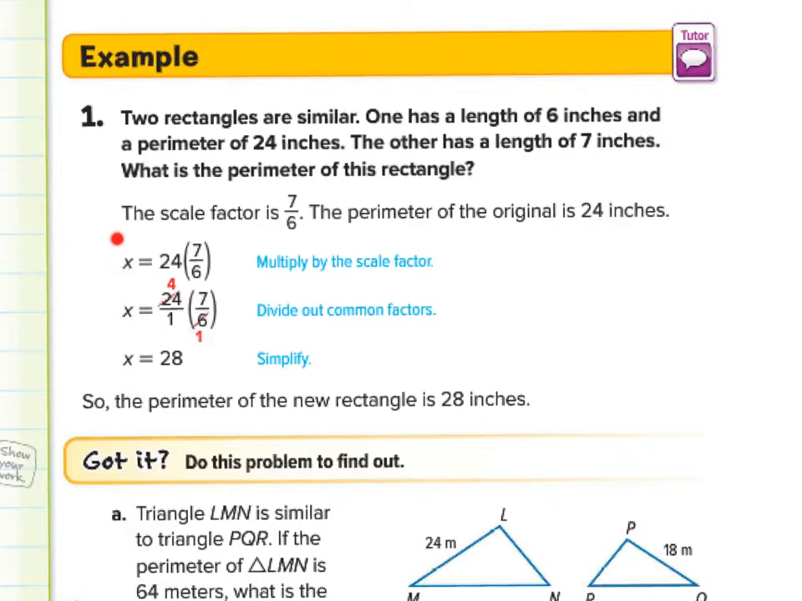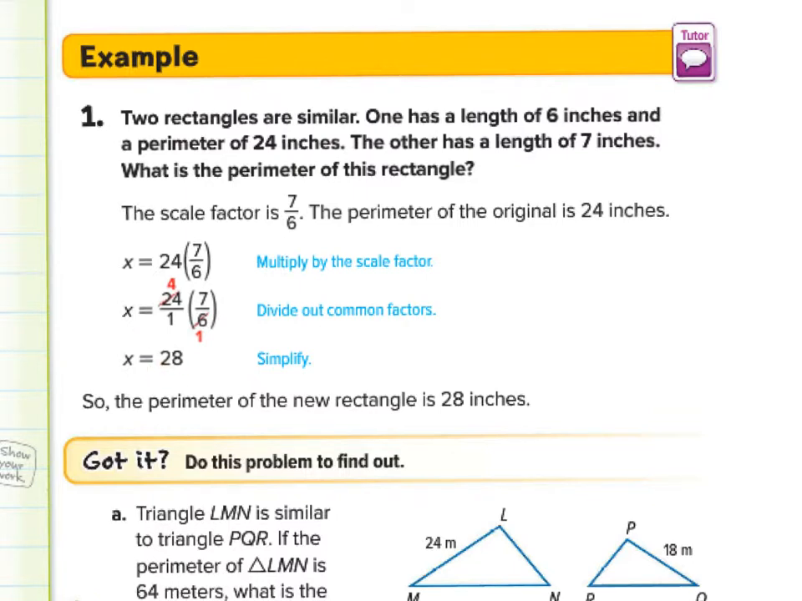So you go ahead and you take what we're looking for, your x. You take the 24 and multiply by the scale factor. You do a cross multiplication. Okay, cross product. Well, first you simplify by cross checking. And we see that we have 4 and 6, and then 4 times 7 equals 28. So the measure of the new one is that.